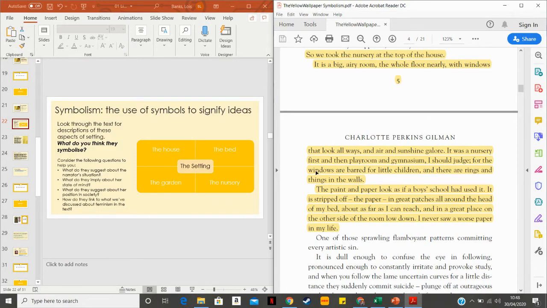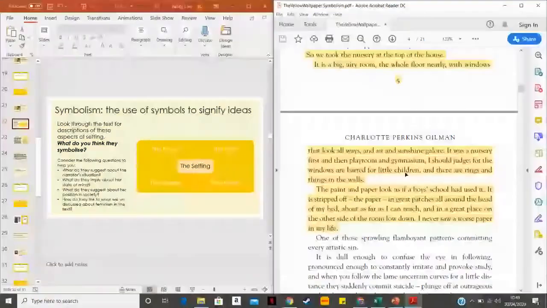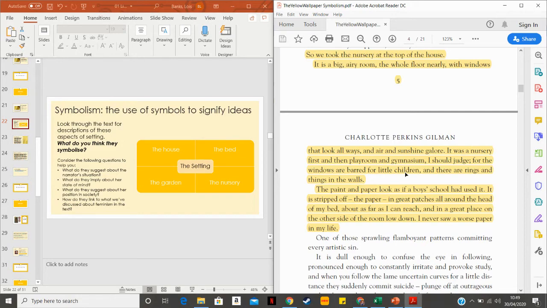Then we can look here at this particular bit. I'm not going to go through every single thing, I'm just going to pick up bits and bobs. But the windows are barred for little children. Yes, they probably are, to stop little children falling out of the windows and climbing out. But then we know, because we've read the whole text, that it also becomes a prison for her, a literal prison where she is trapped, and a metaphorical prison where she is unable to think, because she can't stop thinking about the wallpaper, which I'll come on to later.